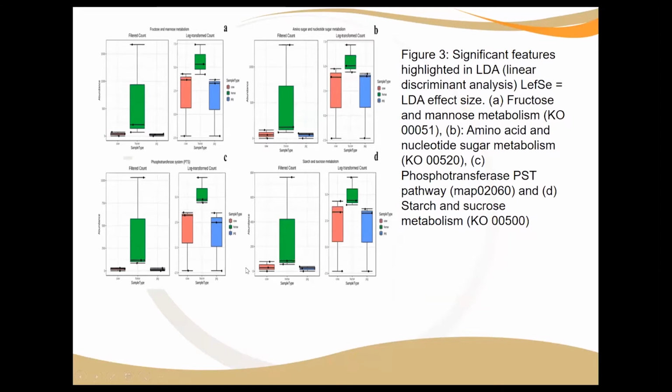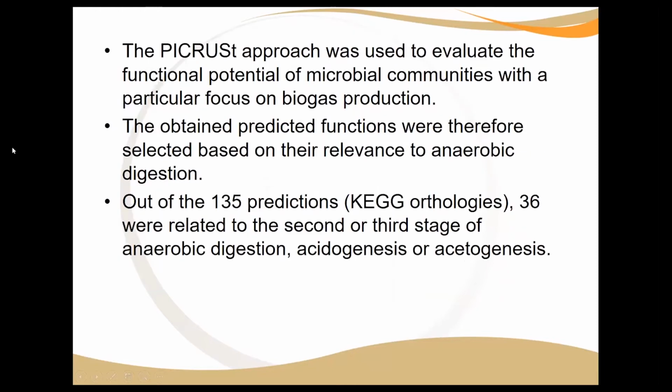You will notice the quite high standard deviations, and I know that the previous speaker had spoken about it, but we were working with varied biological replicated samples from different environments. We will later talk on that as well. So the PICRUSt approach was then used to evaluate the functional potential of the microbial communities, but with a specific focus on the biogas production. Based on this, we obtained 135 predicted KEGG Orthologies, and 36 were definitely related to anaerobic digestion and acidogenesis or acetogenesis.